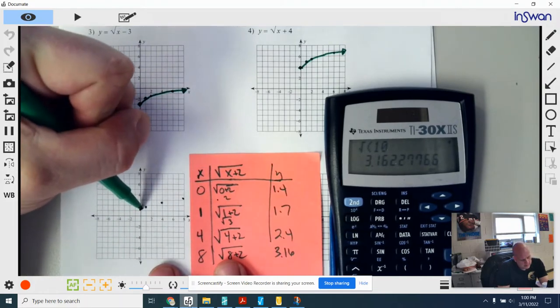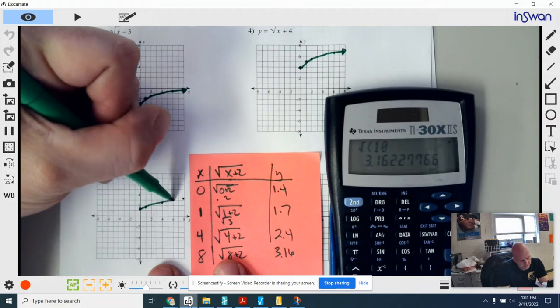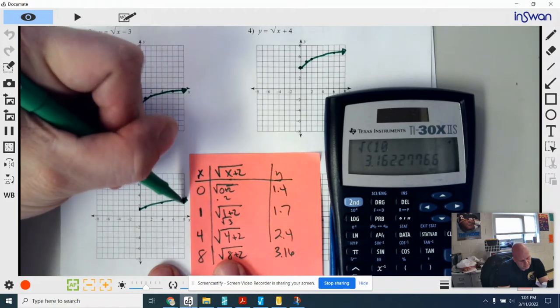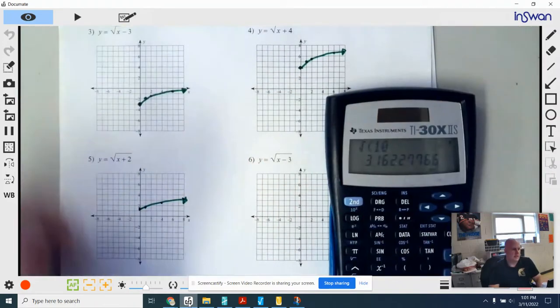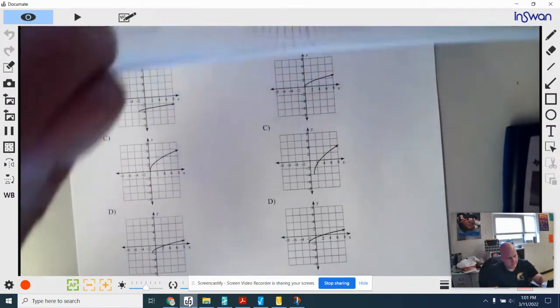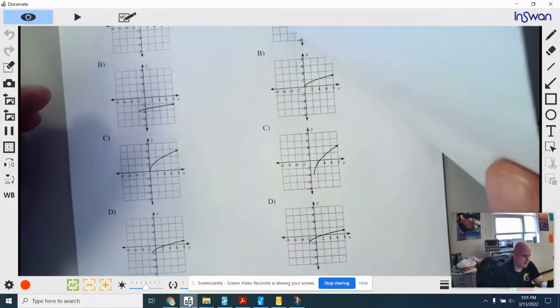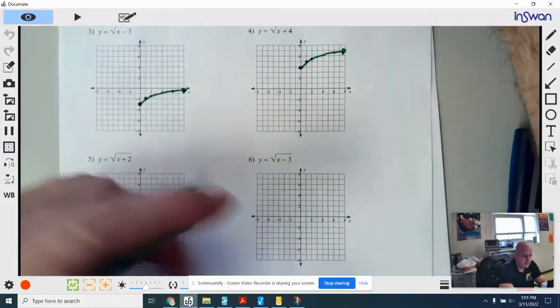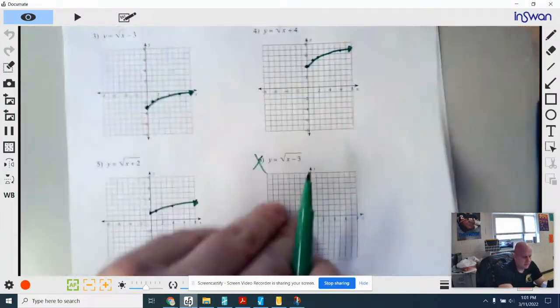All right, now go ahead and try to make that curve. And then that's that radical function graph. For the sake of time, I think we'll go ahead and skip number 6. And let's go to the next page.